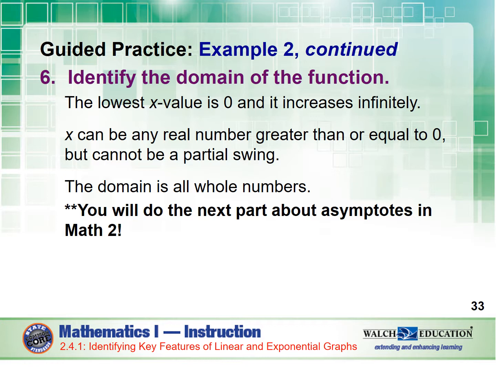The lowest x value is 0 and it increases infinitely. It can be any real number greater than or equal to 0, but it cannot be a partial swing. So the domain is all whole numbers. In your examples, the next one, number 7, is about the asymptotes. We are not going to be doing those this class. We will be doing those in Math 2.